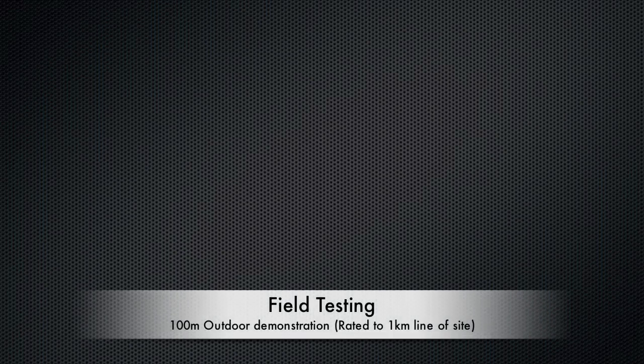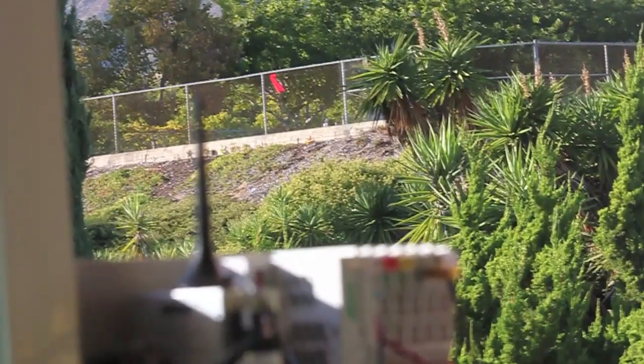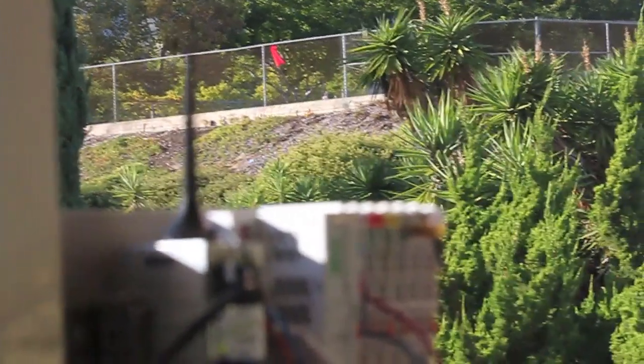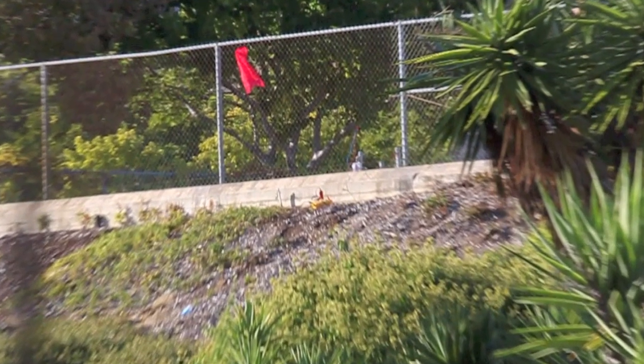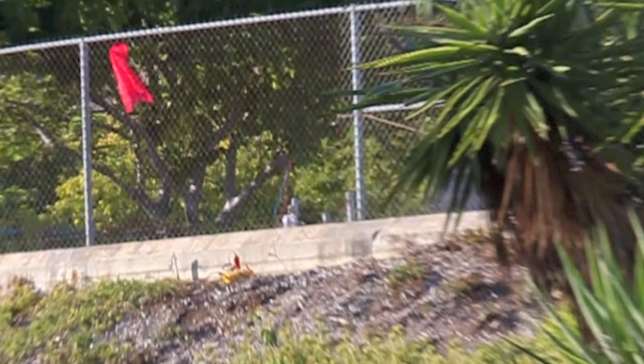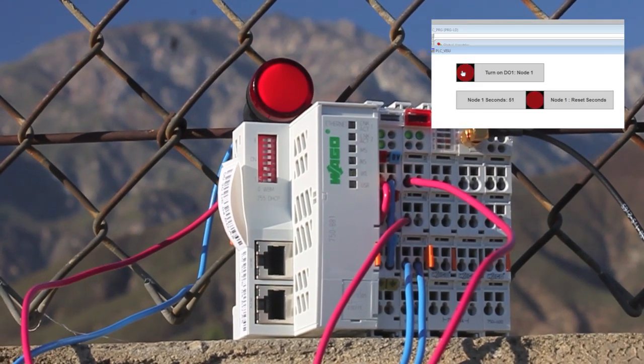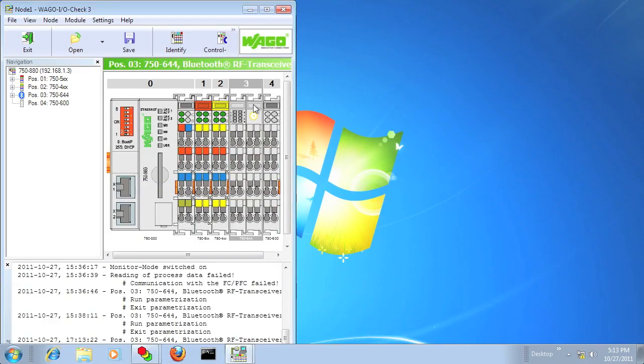All right, so now that we've tested on the bench, it's time to do a field test. In this example, we're just going to go 100 meters outdoor. We are rated to 1 kilometer. So you can see here our master node, and there in the distance is the remote node. And this is less than ideal conditions. You really want your antennas to be mounted properly, but this does show that we are able to control the remote node at a distance of 100 meters.